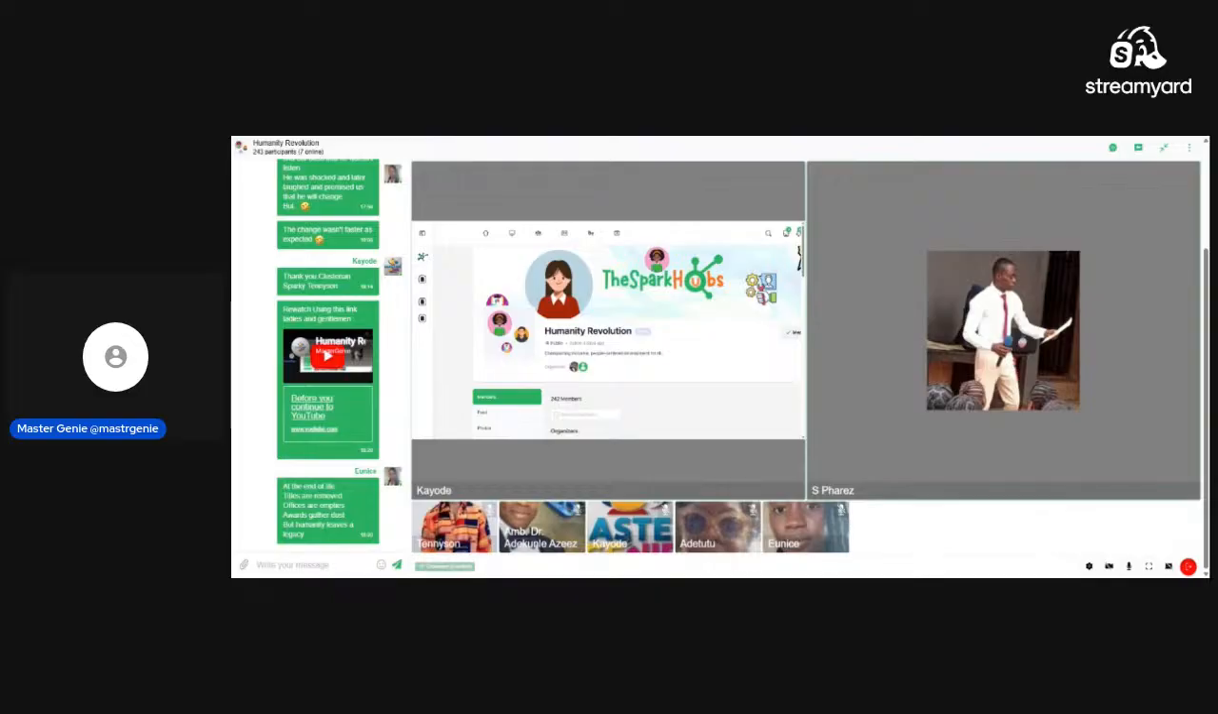Oh, I don't have money to do this. I don't have money to do that. Okay, there's digital literacy. Take advantage of it. You understand? This app is also free.